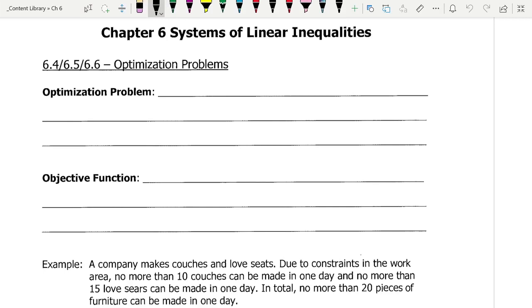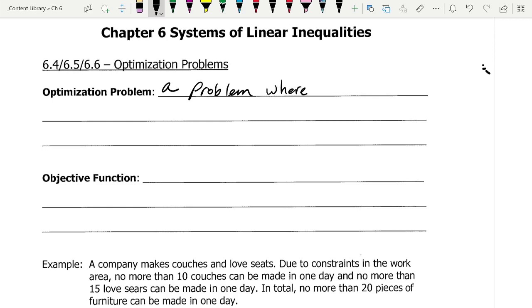And that is, oh, hang on, pen's not working. Hang on. Sorry. There we go.